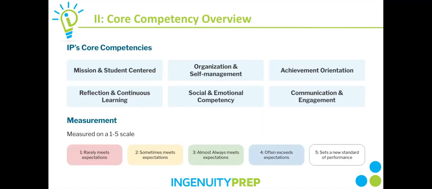Competencies are the second major component of the evaluation system. They assess how work gets done. All staff will be rated on these 6 core competencies. These apply to everyone, regardless of role, and have been designed to reflect what high-quality, mission-aligned work at IP looks like. They are intentionally designed to be cross-functional and role-agnostic to create clarity and consistency across the organization.